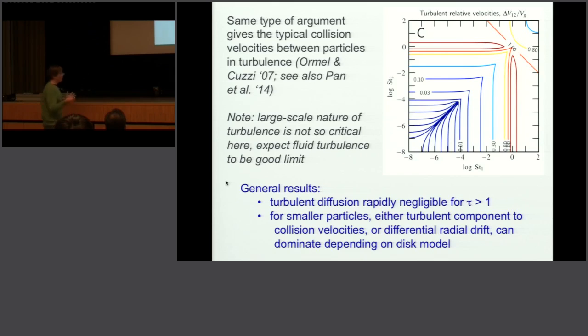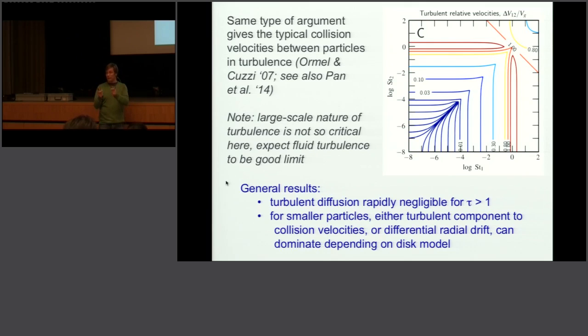Something I want to mention, though I'm not going to go through any details of this at all, is that almost exactly the same kind of argument is used to derive the mutual collision velocities you expect between particles of different sizes in the disk. The standard reference for this is work by Chris Ormel and Jeff Cuzzi from 2007, and more recent work by Pan and collaborators in 2014. Here's a plot from one of those papers, relative velocities of particles in turbulence, where we consider two particles in the turbulence and ask, if they come close to each other and collide, what sort of collision velocity would we expect? And the same kind of considerations apply here.